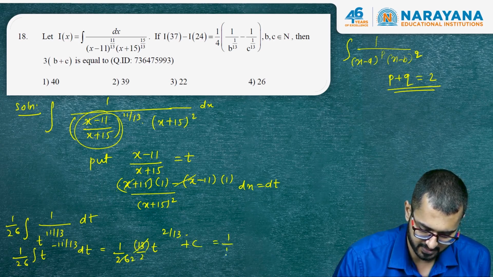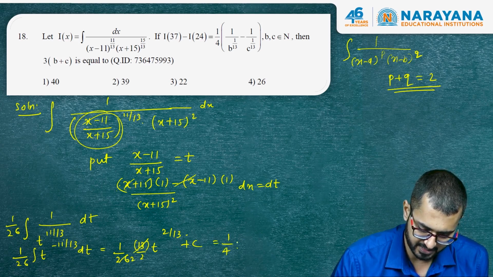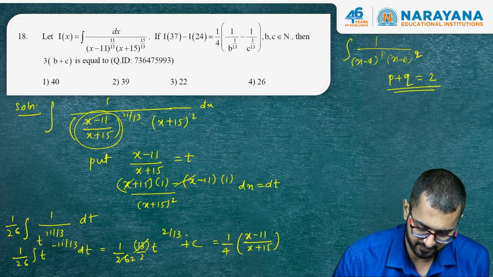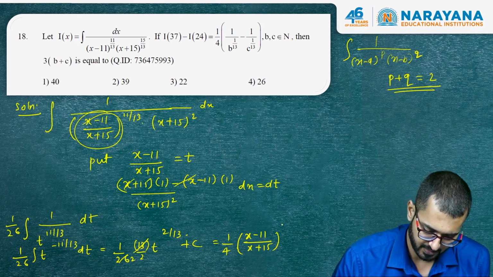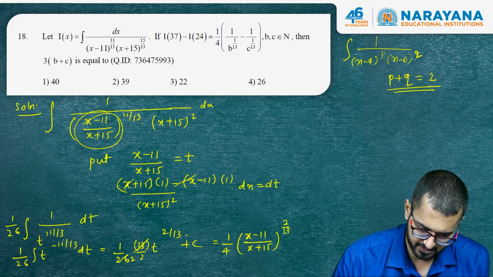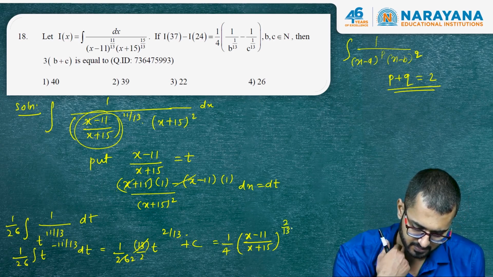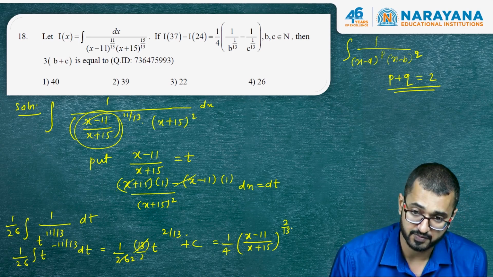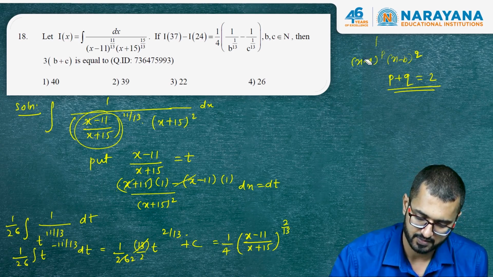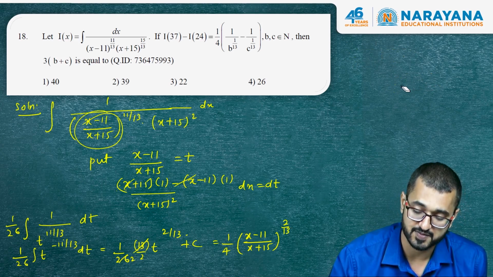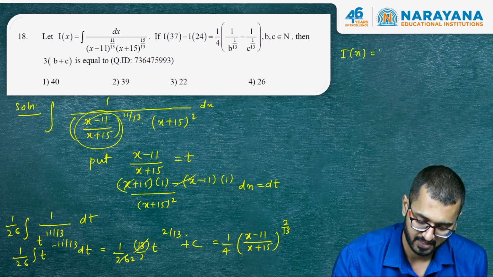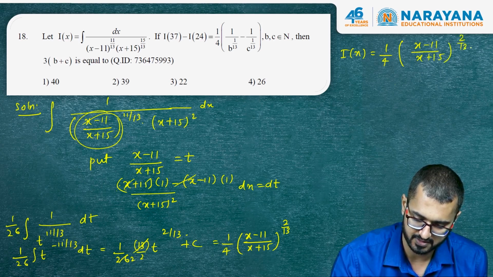So yes, this gets cancelled. We get here 1 by 4, and then t happens to be (x minus 11) over (x plus 15) to the power 2 by 13. So this is our I of x. That means we got I of x now. So we'll write it down here because we have to solve the other part as well. So I of x now turns out to be 1 over 4, and then now (x minus 11) over (x plus 15) to the power 2 over 13.